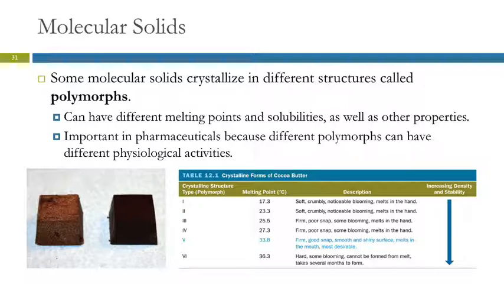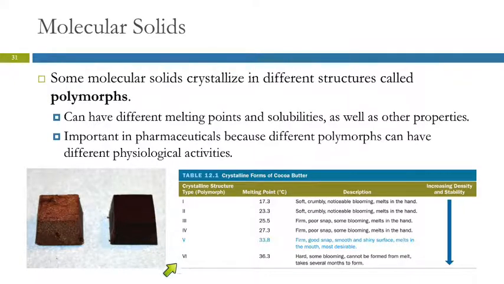This idea is really important in pharmaceuticals because some polymorphs have excellent biological activity, whereas another polymorph may have no activity at all. And so which polymorph you have is really important. I think this is an interesting sidebar that was in your textbook talking about chocolate. So the main component of chocolate is cocoa butter, which is a type of a fat, but those are molecules.